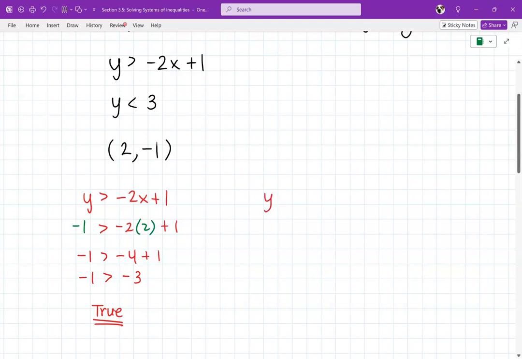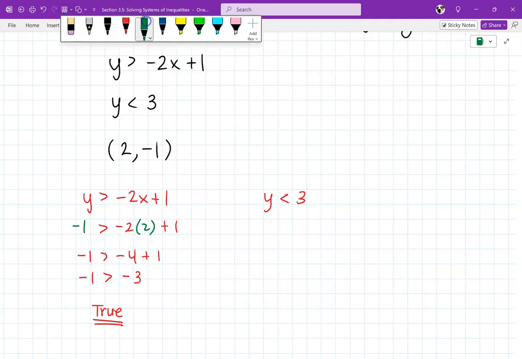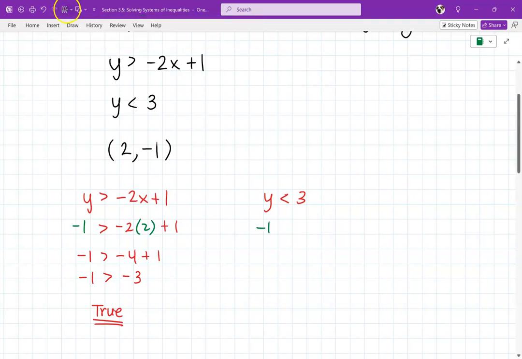Well, the other equation is pretty easy. It's just y less than 3. You're supposed to plug in 2 for x and -1 for y. So I'll plug in -1 for y. There's no x's, so I'm not going to plug in anything for x. Is it true that -1 is less than 3? Yeah, so that's true as well.